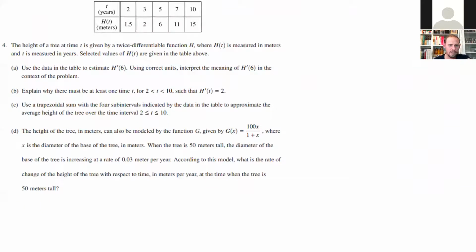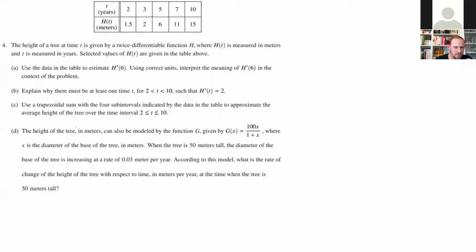All right, number 4. So number 4 was a bit trickier, if I remember. So the height of a tree at any time t is given by a twice differentiable function h, where h of t is measured in meters and t is measured in years. Select values of h of t are given in the table. I don't know if you guys have noticed, but these table problems come up a lot.